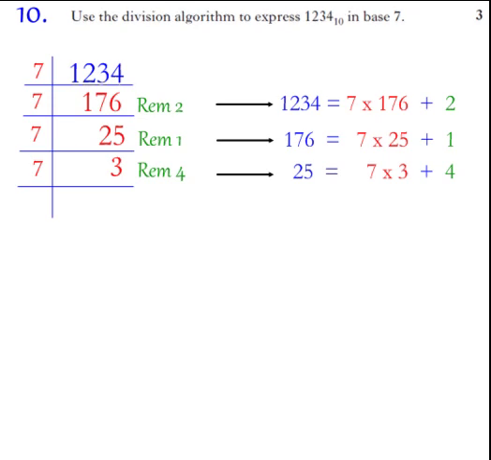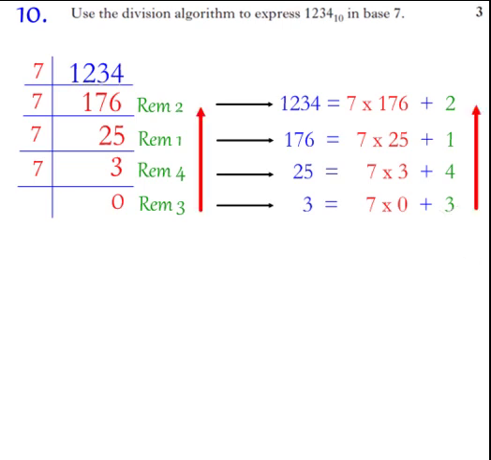Finally, dividing 7 into 3 goes no times remainder 3. So we can write that 3 is equal to 7 times 0 plus 3. All we need to do now is to read up the remainders, and that gives us our base 7 number. So reading up the way, 3, 4, 1, 2 in base 7 is our answer.